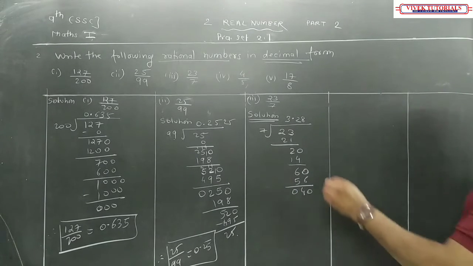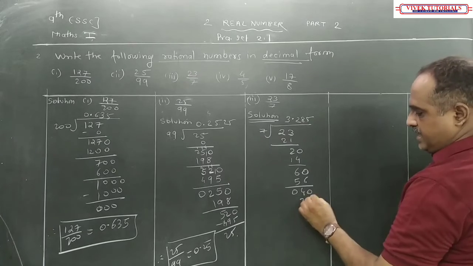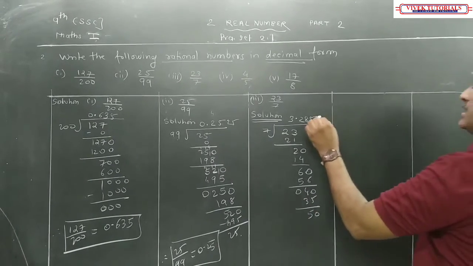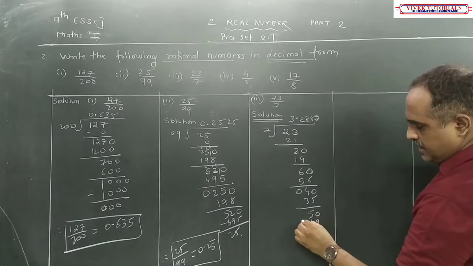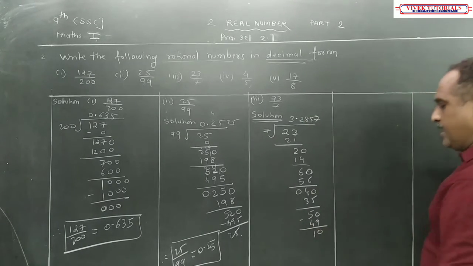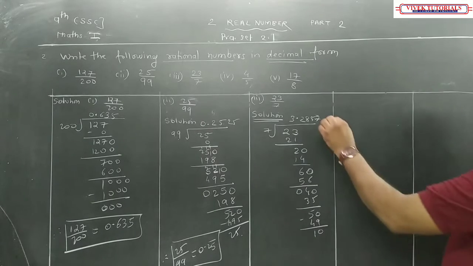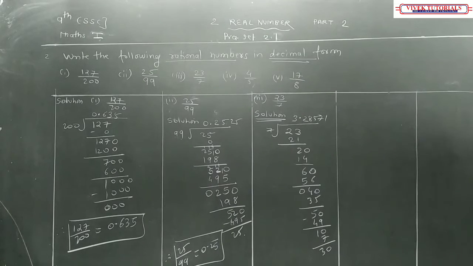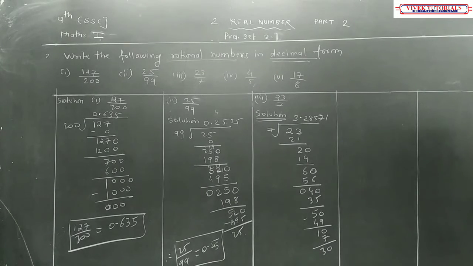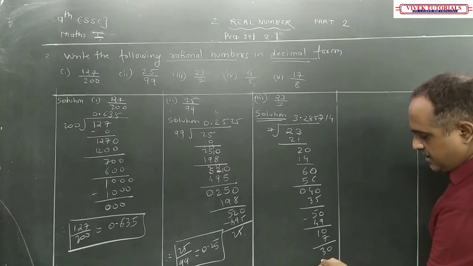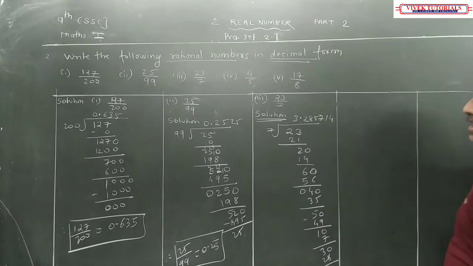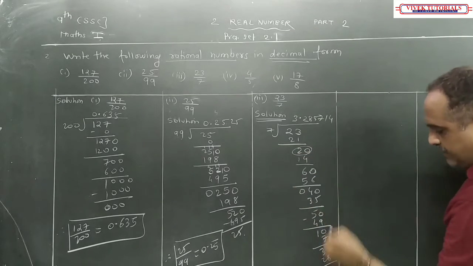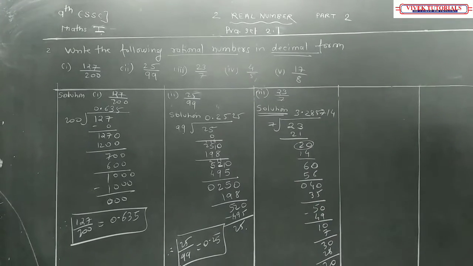Okay. Then 7 5s are 35. 5 is left. 7 7s are 49. So 1 is left, it becomes 10. 7 1s are 7. It becomes 30. 30 is there, so 7 4s are 28. 28 is there, so 20 came. Look, this was also 20, this is also 20. So it is going to continue.